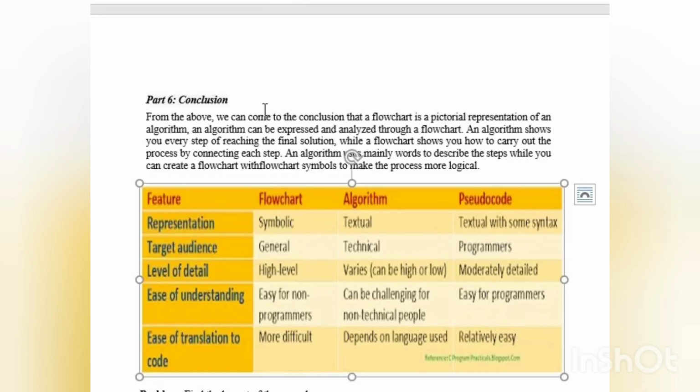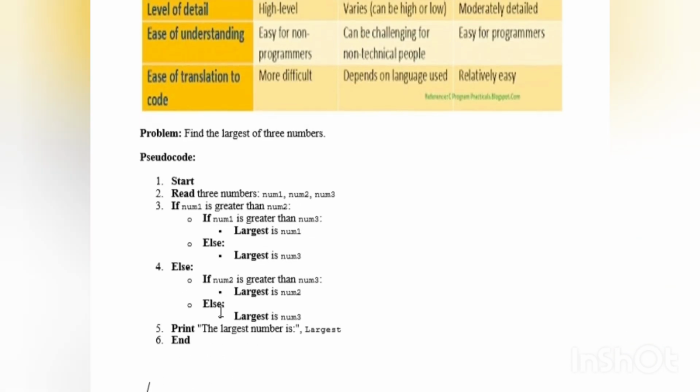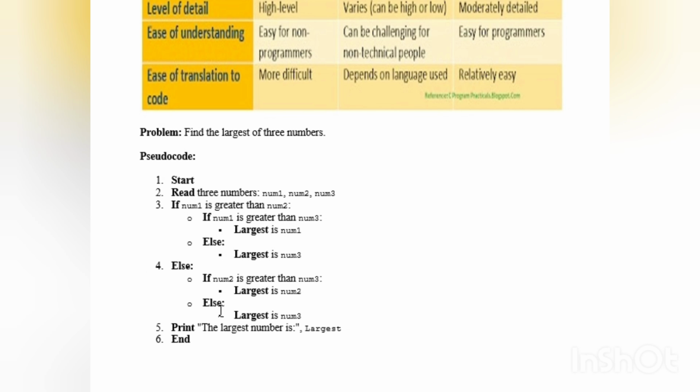Next we have a comparison between flowchart, algorithm and pseudocode. So basically pseudocode is textual with some syntax, target audience is programmers, and level of detail is moderately detailed. Ease of use is easy for programmers, and ease of translation to code is relatively easy. So let's see a problem to find the largest of 3 numbers using pseudocode, algorithm, and flowchart.